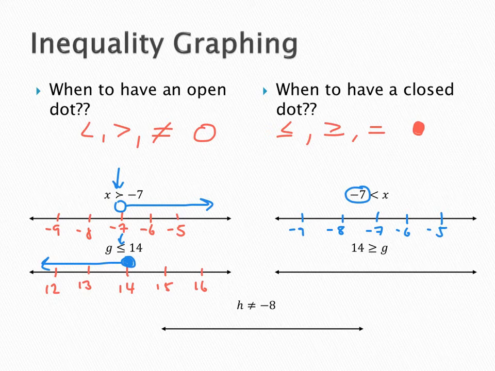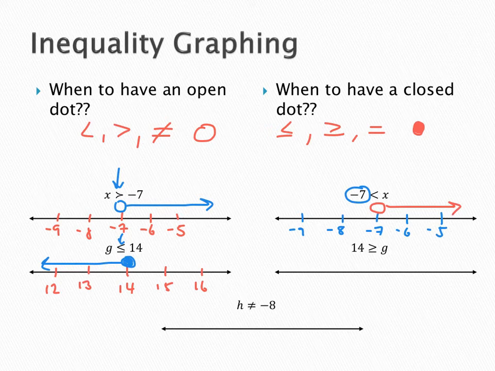So I want you to think about that, say it to yourself, and what does that tell you in terms of x? So my boundary's at -7. I'm going to leave it open again because our inequality is less than. But it says -7 is less than x. So what does that tell you about x? Well, if -7 is less than or smaller than x, that means x must be greater than -7. So my arrow is going to go to the right.